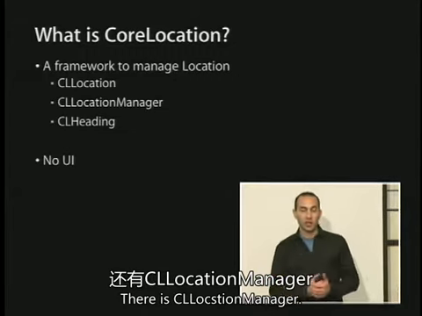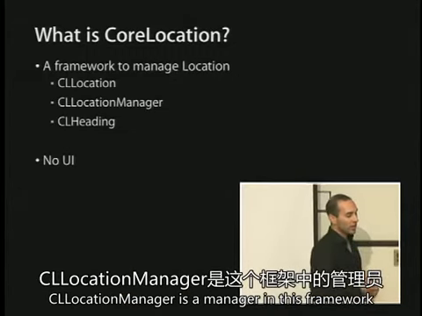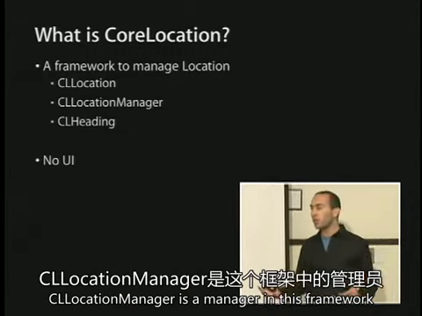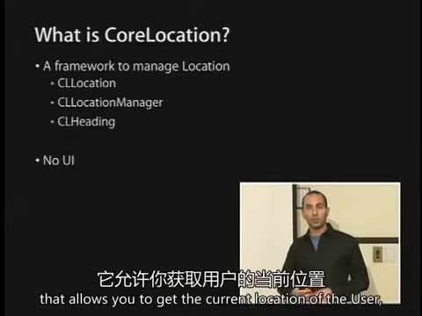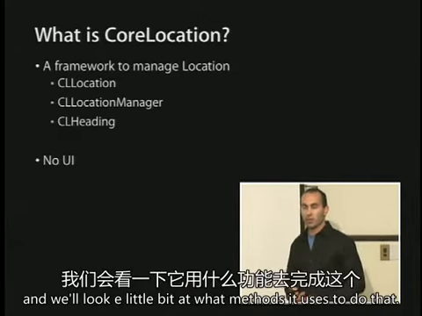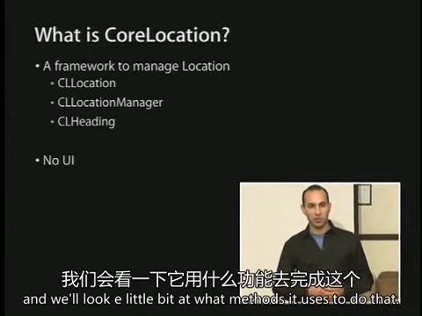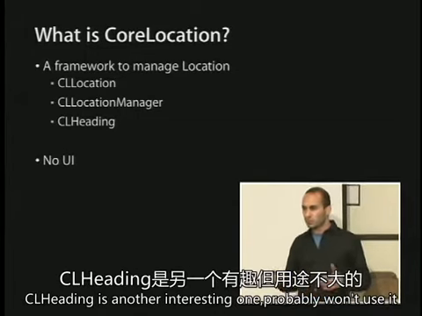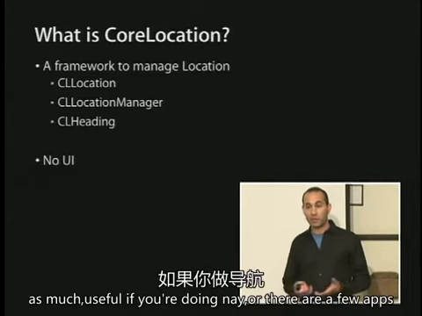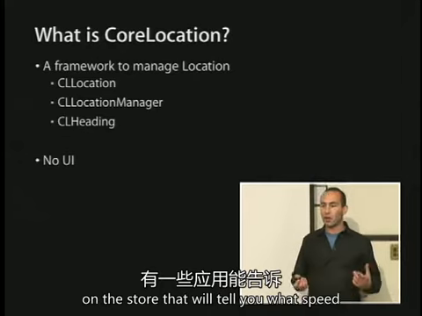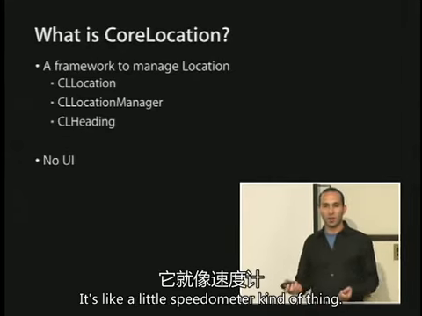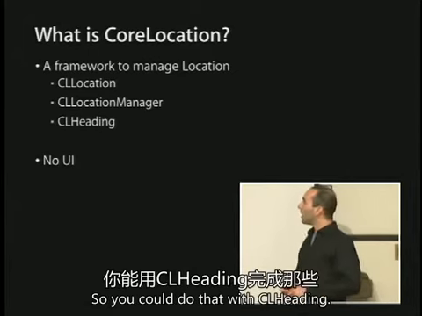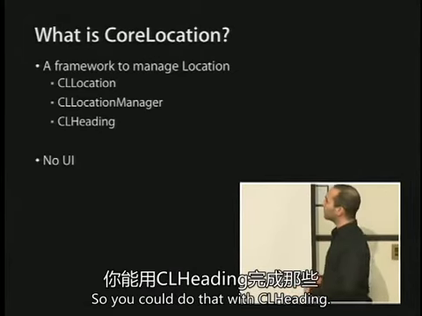There's CLLocationManager. CLLocationManager is a manager in this framework that allows you to get the current location of the user. We'll look a little bit at what methods it uses to do that. CLHeading is another interesting one. You probably won't use it as much. It's useful if you're doing navigation, or there are a few apps on the store that will tell you what speed and direction you're going in. It's like a little odometer, speedometer kind of thing. So you could do that with CLHeading.